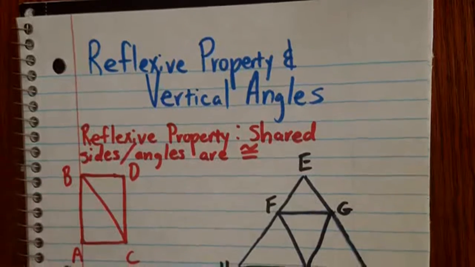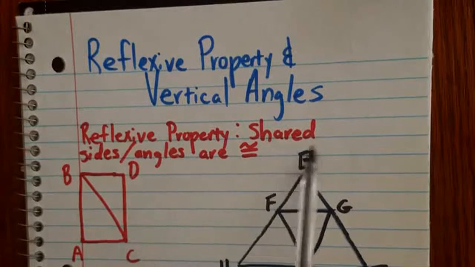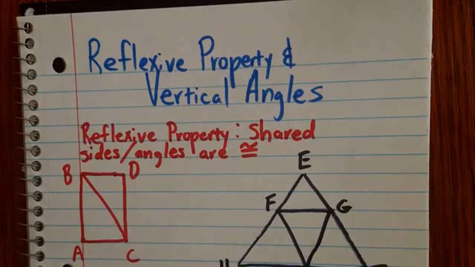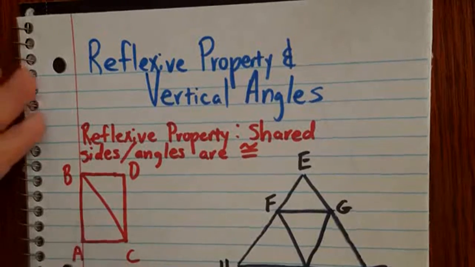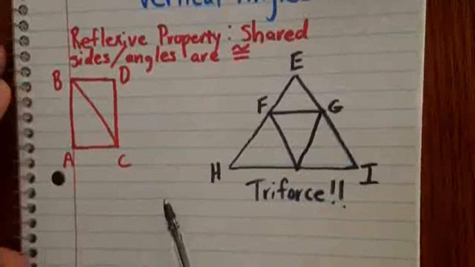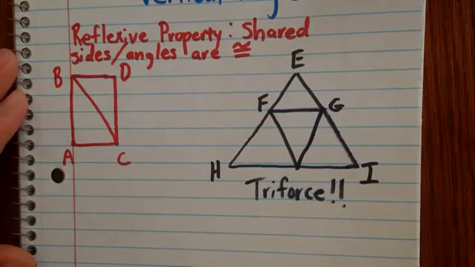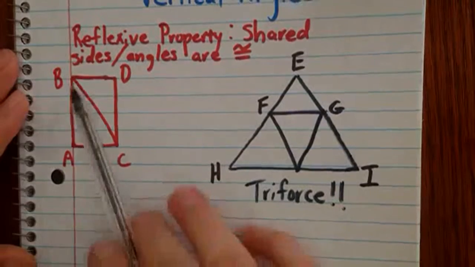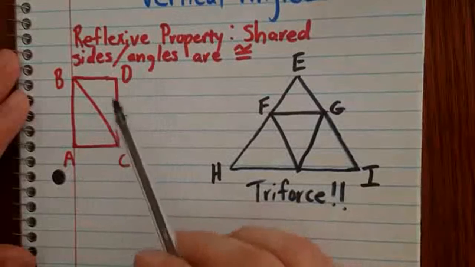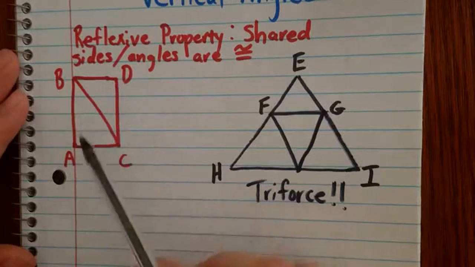But basically, reflexive property just says any side that two triangles share is just equal, or any angle or whatever, whether it's a side or an angle that two or more triangles share, is equal to itself. So, what do I mean by that? Take a look at this first one in red, and we'll get to the Triforce here in just a minute. So, I've got a rectangle here. You can make this rectangle by putting these two triangles together.